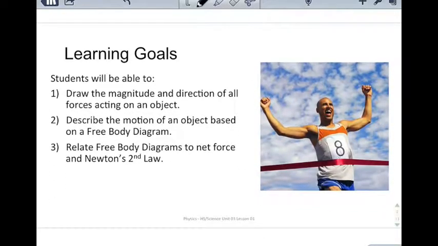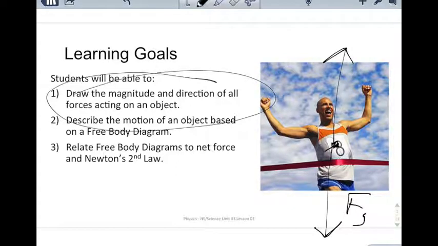Okay, so our goal in this one is to be able to draw the magnitude and direction of all forces that are acting on an object. As we looked at in our lab, there's often more than one force acting on an object. Right here, there's a force exerted downward, the force of gravity, and there's also a force exerted upward, which counterbalances it so that he's not falling down. So we want to be able to draw the magnitude and direction of all those forces.